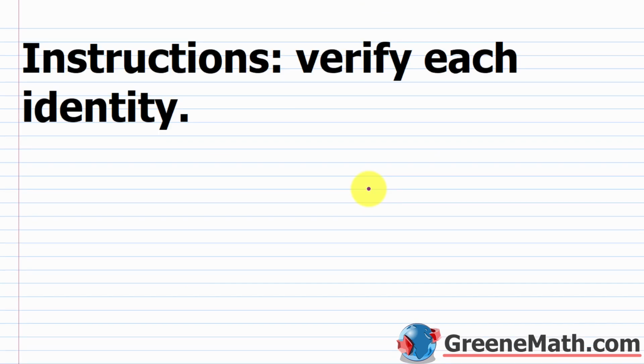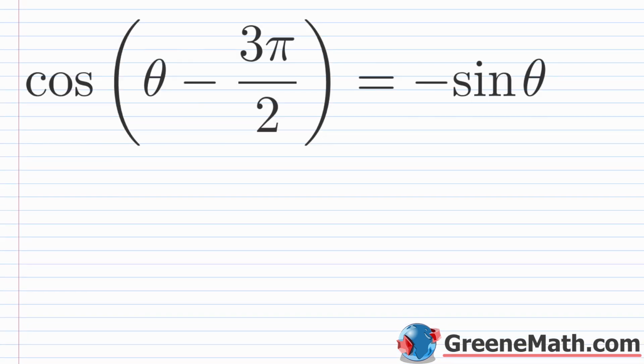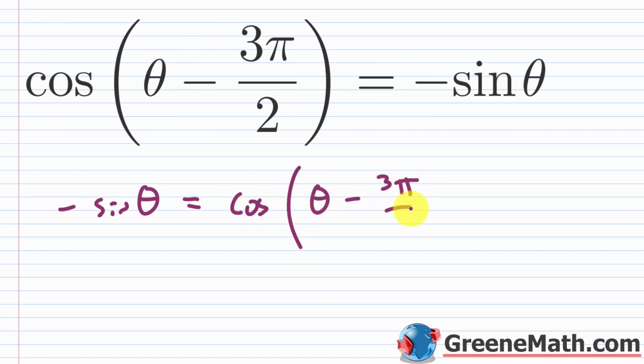All right, for the next few problems, the instructions are going to change. Now we just want to verify each identity. And for problem 9, we have the cosine of theta minus 3 pi over 2 is equal to the negative of the sine of theta. So this one is really, really easy. I'm just going to flip this over here and put the negative of the sine of theta is equal to the cosine of this theta minus 3 pi over 2.